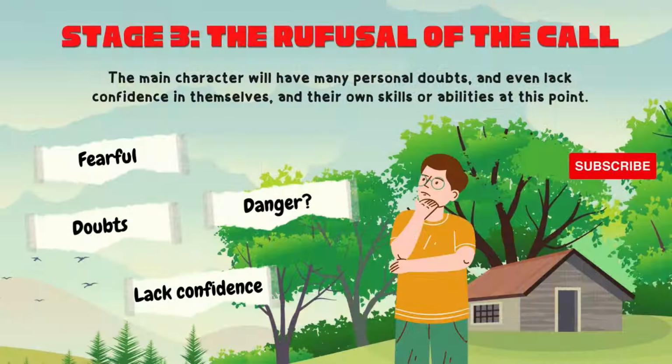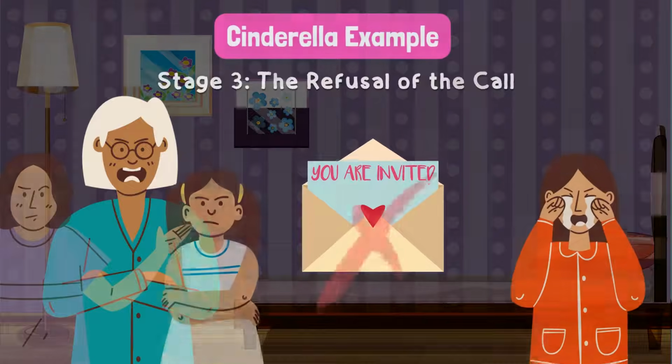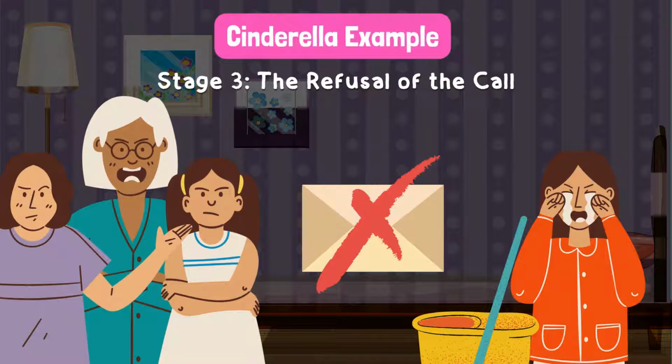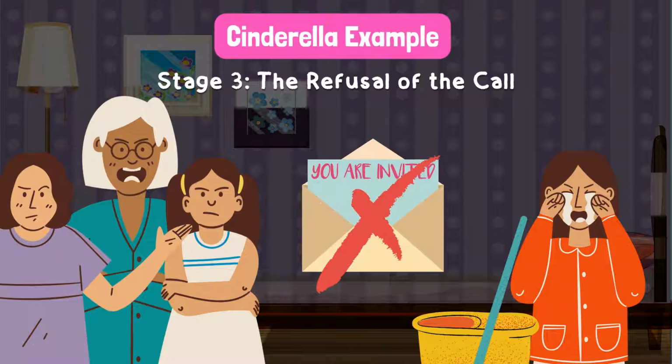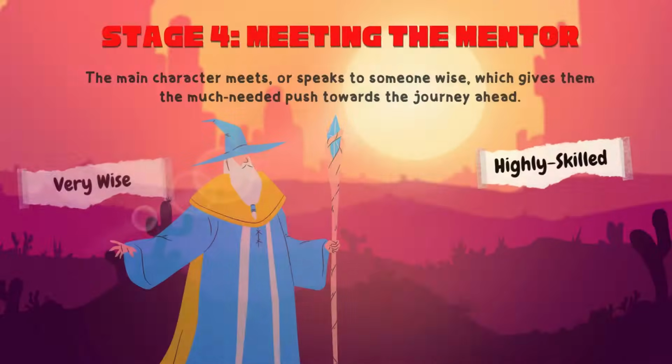Stage 3 is the refusal of the call. At first, the main character will be hesitant. They feel safe in the ordinary world and fear the dangers of leaving it. The main character will have many personal doubts and even lack confidence in themselves and their own skills or abilities at this point. For example, in the story of Cinderella, Cinderella shows excellent courage by wanting to go to the ball. However, her stepmother and stepsisters refuse the call for Cinderella by destroying her dress and making her do more chores.